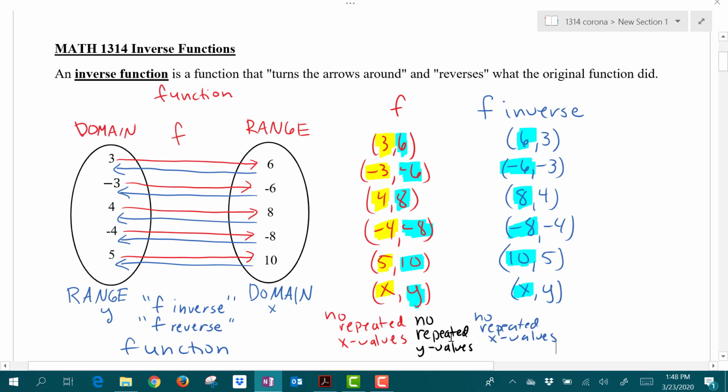So why would that be significant to the second list for f inverse? Well, if you notice, when you look at the ordered pairs, they're just reversed. So every x in the original list now becomes a y value in the f inverse list. Every y value in the original f list actually then becomes an x value for the f inverse list. So y's become x's.